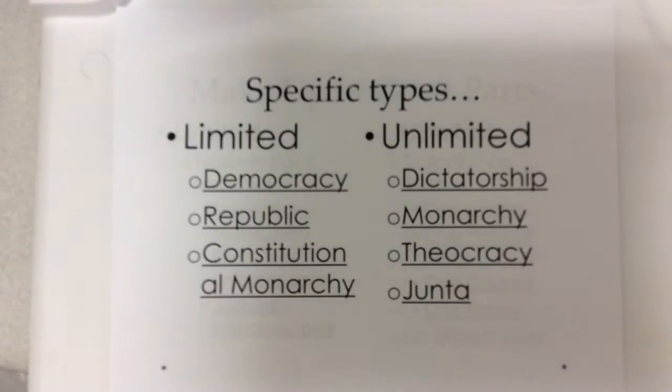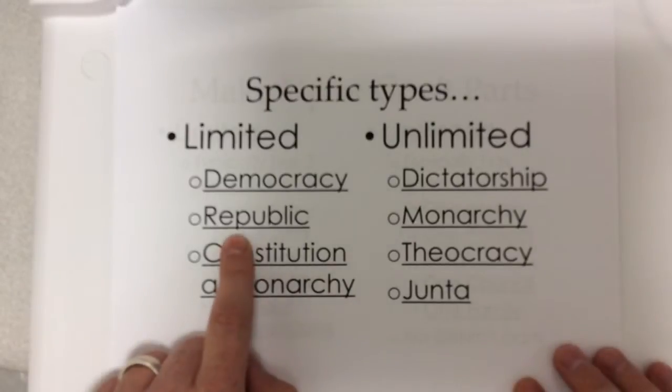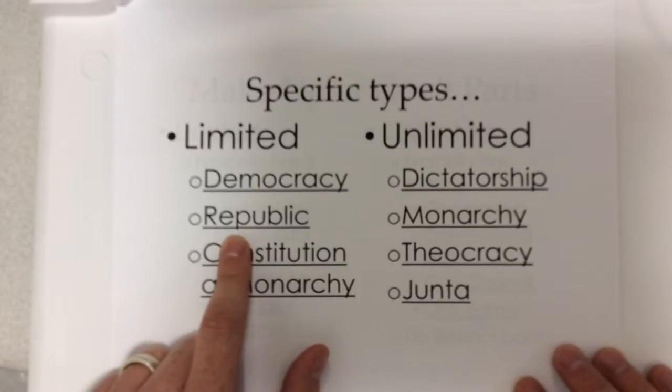So when we think of limited government, we have different examples. One example that we have is democracy. This is the kind of government that we have in America. A republic is where you vote for a representative and they go represent you. So like somebody represents Lubbock at the state level and somebody from Lubbock represents us at the national level.